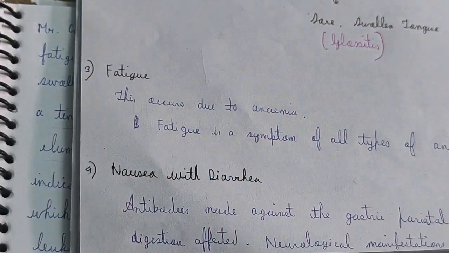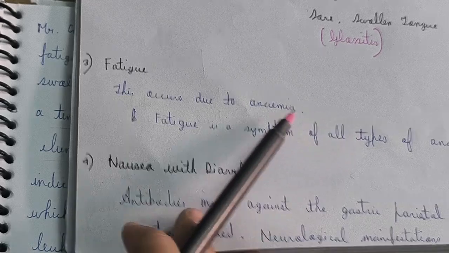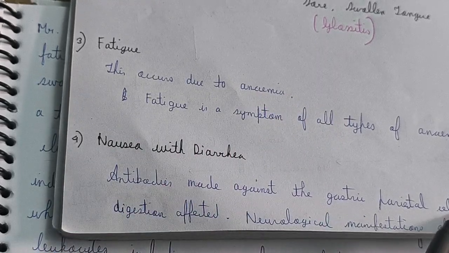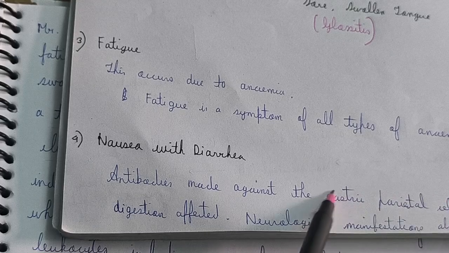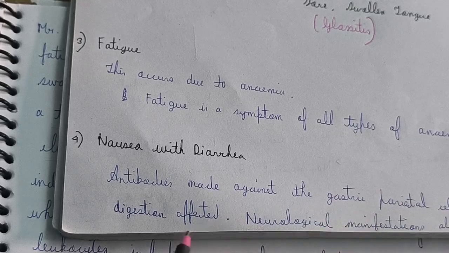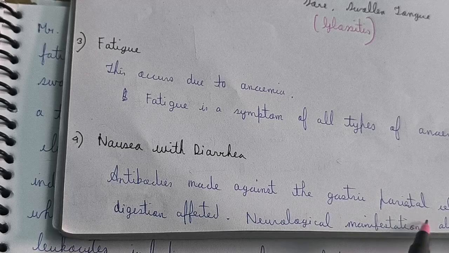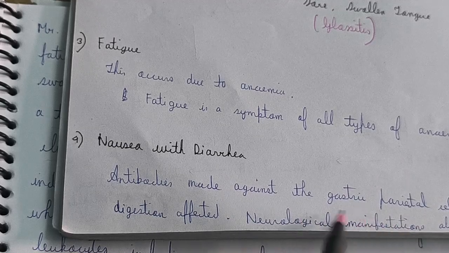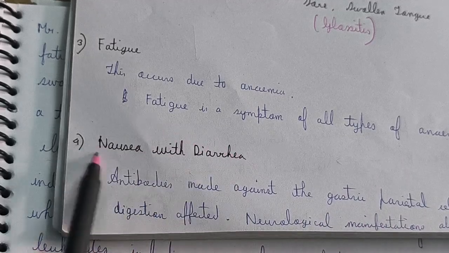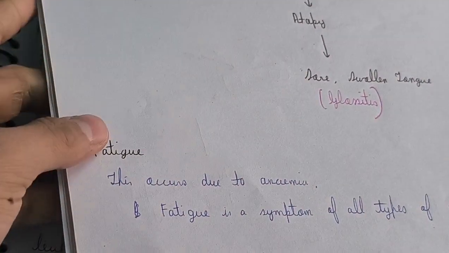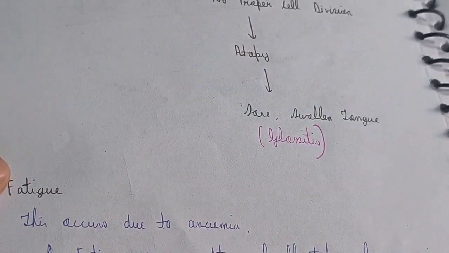Now, nausea with diarrhea. As you already know, antibodies are made against the gastric parietal cells, and due to the affection of the gastric parietal cells, digestion is affected, and neurological symptoms are also found. Due to these neurological symptoms and digestion affection, nausea with diarrhea occurs. So these are the explanations of the clinical features or symptoms found in the patient.